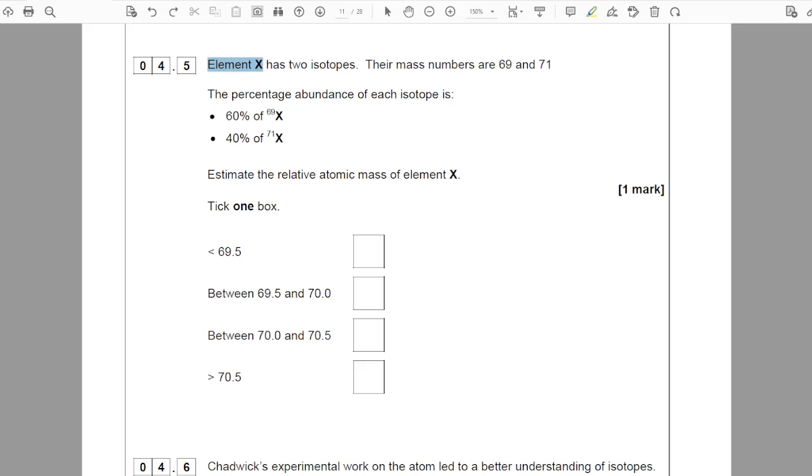4.5. Element X has two isotopes. Their mass numbers are 69 and 71. The percentage abundance of each isotope is 60% for 69 and 40% for 71.